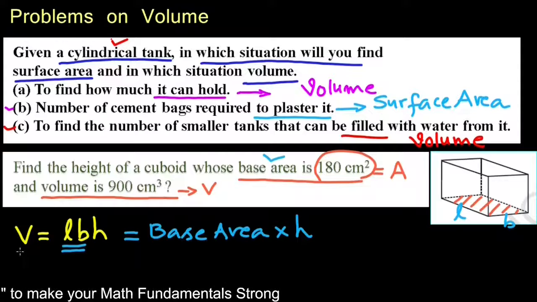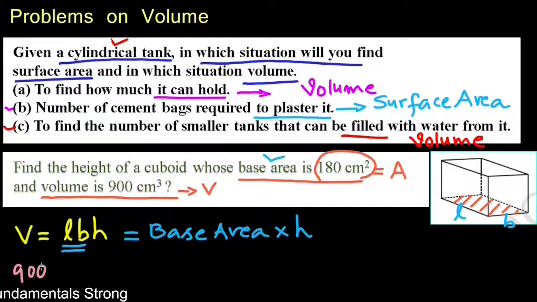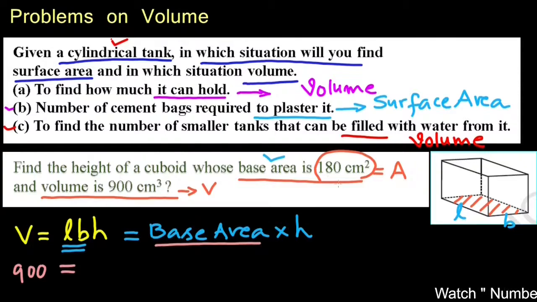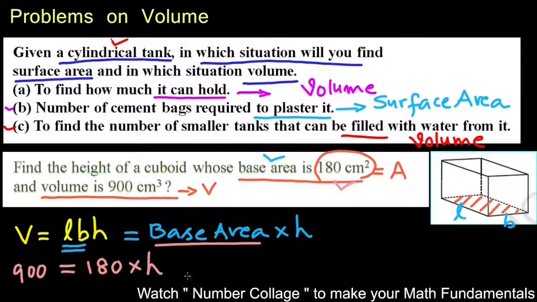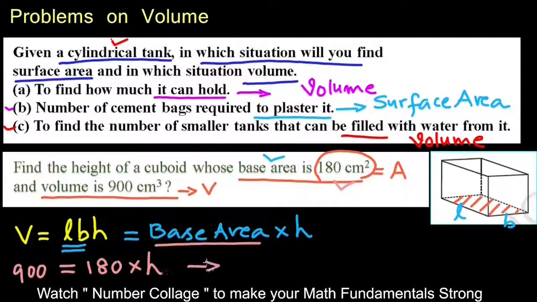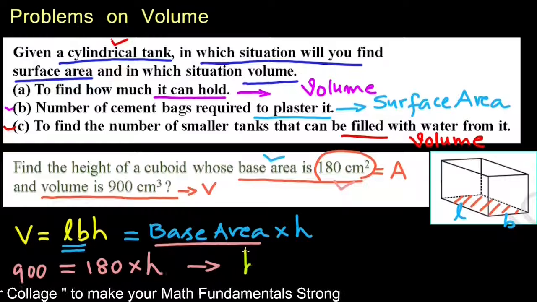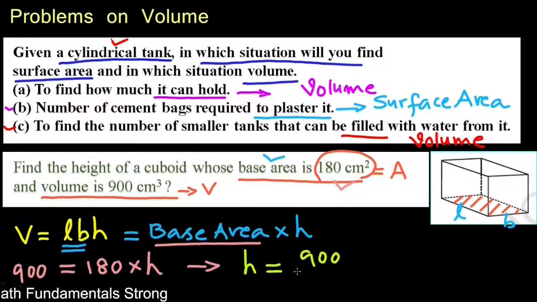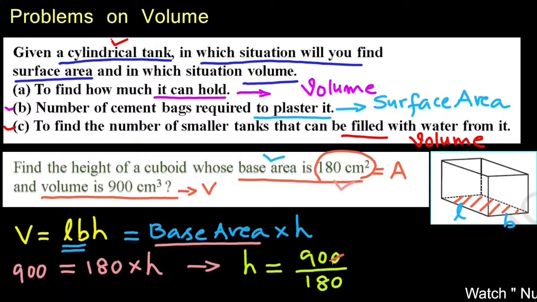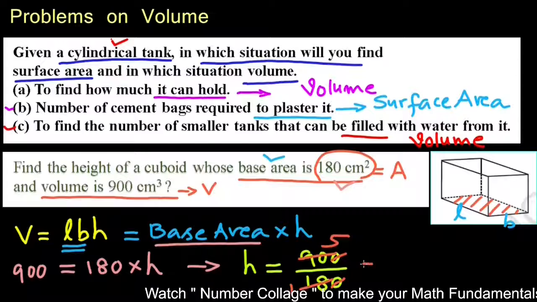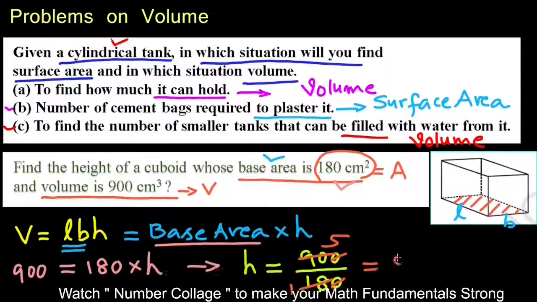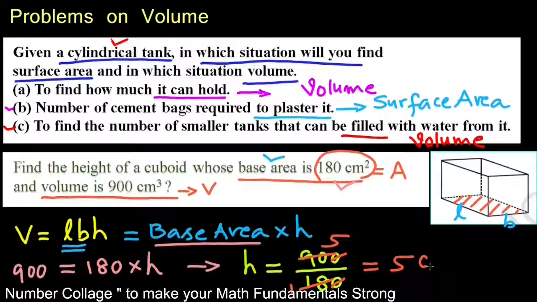Now the volume V is given as 900 cm cube, which equals this base area, which is given to be 180 multiplied by height h of the cuboid. So that gives us height of cuboid h equals 900 upon 180. This 0 gets cancelled and we have 18 ones are 18, 18 fives are 90. So that gives us height of the cuboid 5 centimeter.